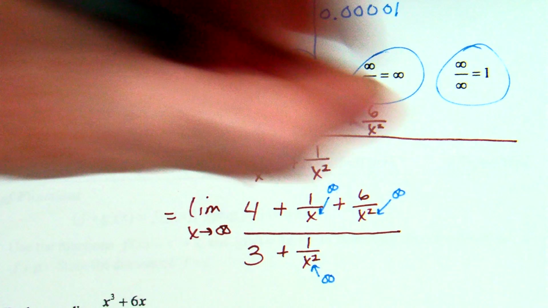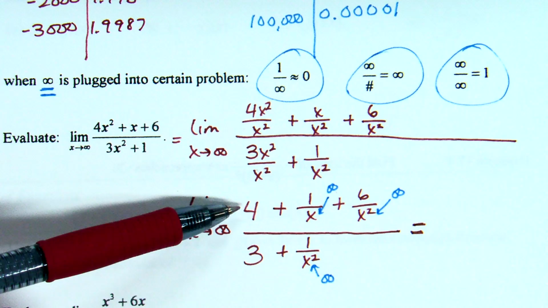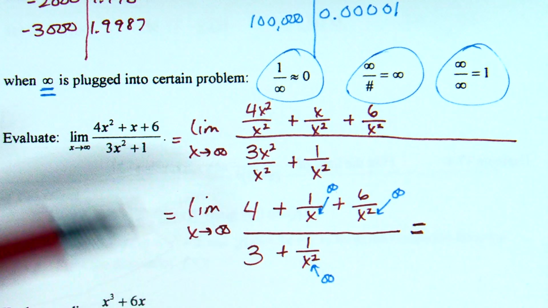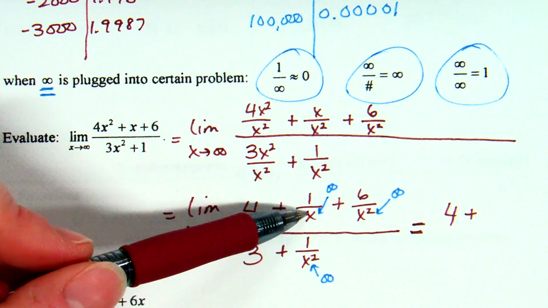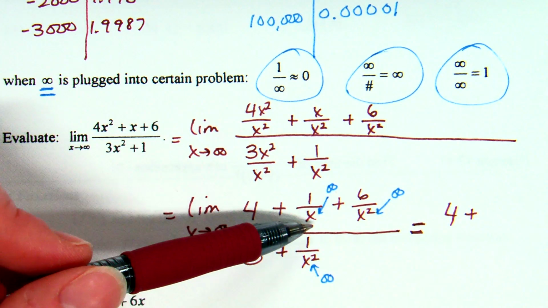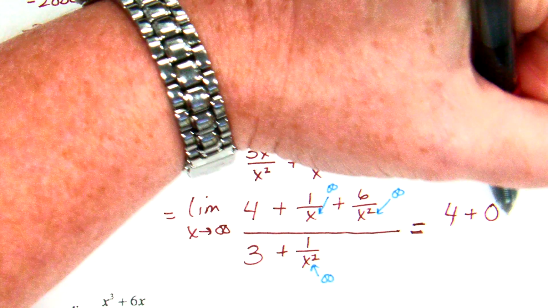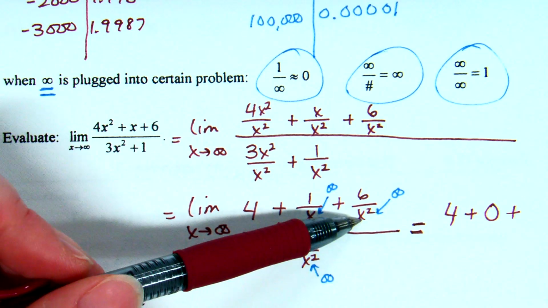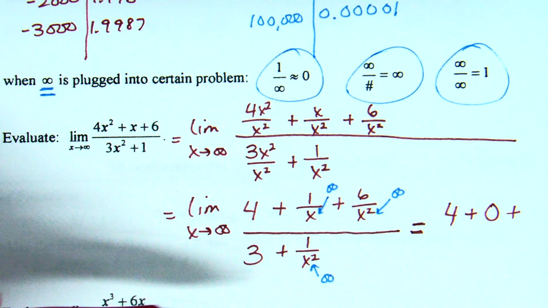So my numerator, when I plug infinity in, what do you know about 4? It's going to stay 4. There's nothing to affect it. Plus. Now, we had 1 divided by x, which you are plugging in infinity. What do we know about 1 divided by infinity? 1 divided by an increasingly bigger number is going to approach 0. Plus, what about 6 divided by x squared? Well, that's 6 divided by infinity squared, which is 6 divided by an increasingly bigger number, approaches 0.